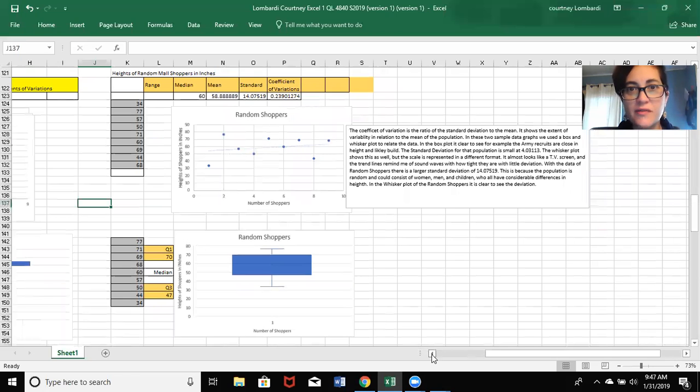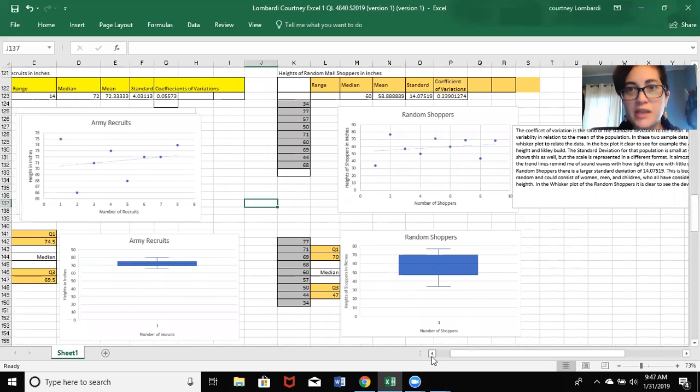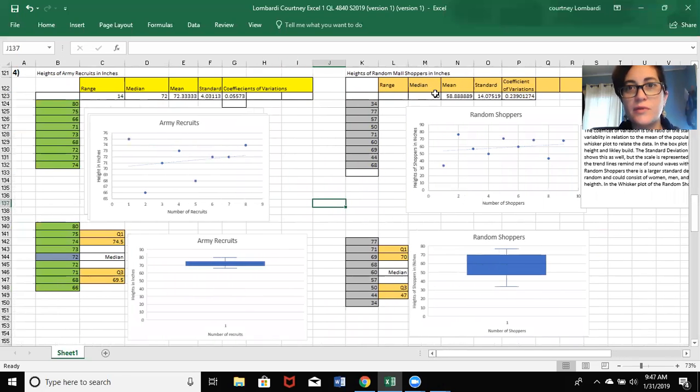The coefficient of variation is the ratio of the standard deviation to the mean. And so we've taken these to find the coefficient and the standard deviation.